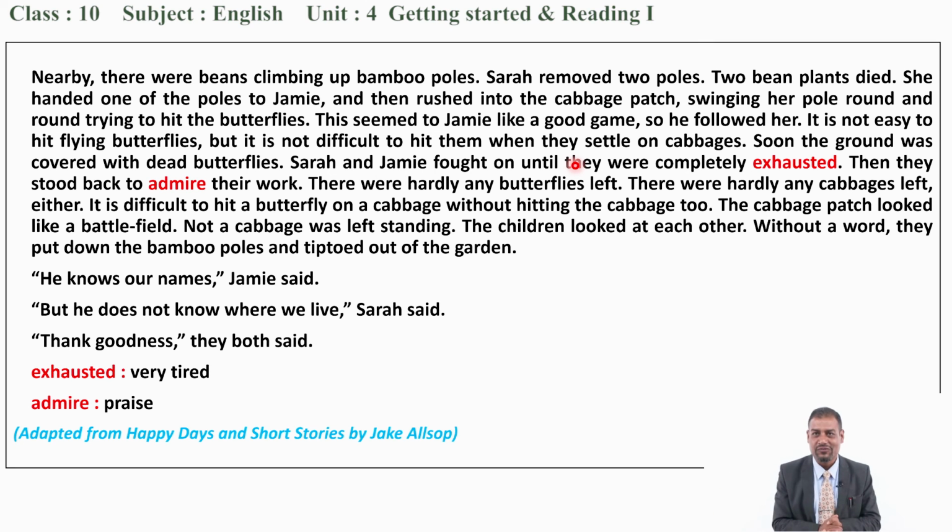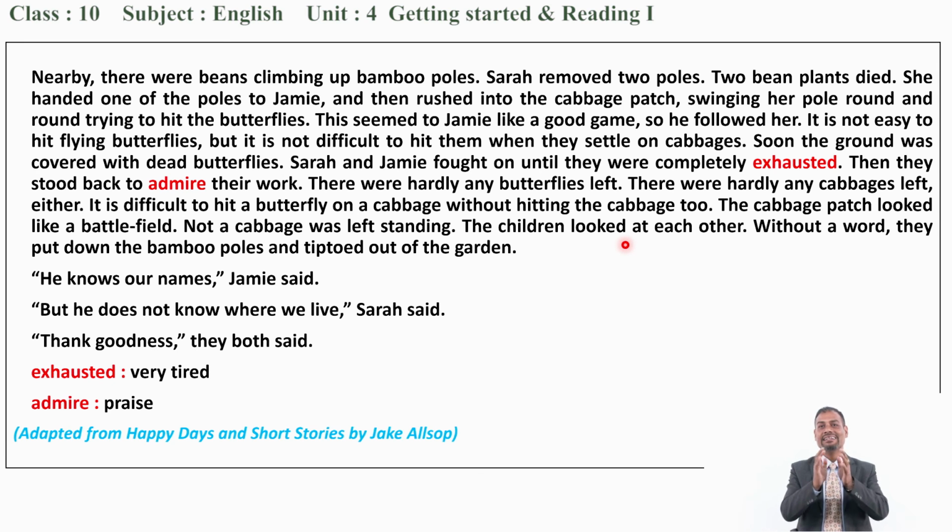Now, one more question for you. Do you think that the children killed only the butterflies? Yes or no? No. How can you say so? Because hitting the butterflies only on the cabbage is impossible. So, with the butterflies, the cabbages were also destroyed there. Okay, they realized it, and when they completed their work and looked around them, they found that it was like a battlefield, and they could find that the cabbages were scattered there, destroyed, and the land was covered with butterflies.